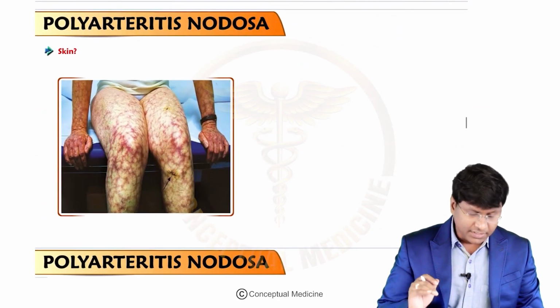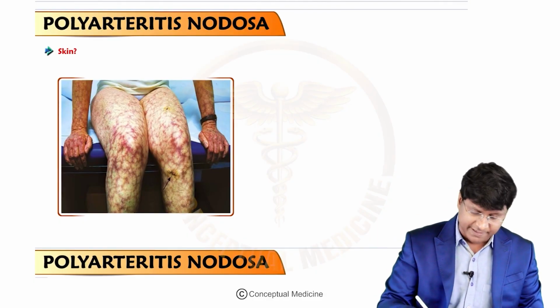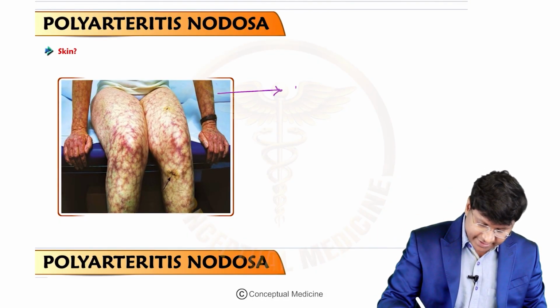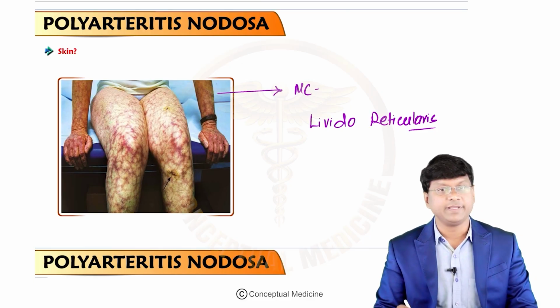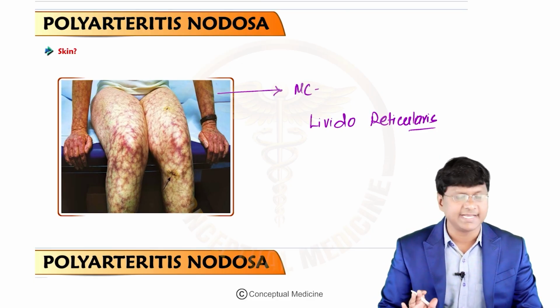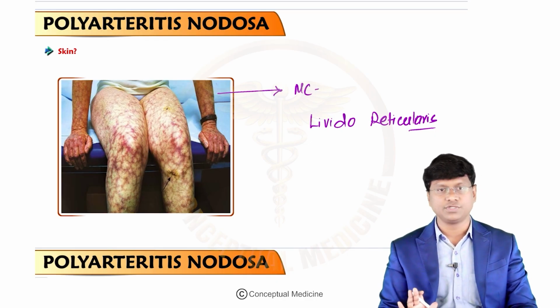So if you take the skin involvement, as I have mentioned, the most common cutaneous manifestation will be in the form of Livedo reticularis, and it is most commonly seen over the lower limbs.